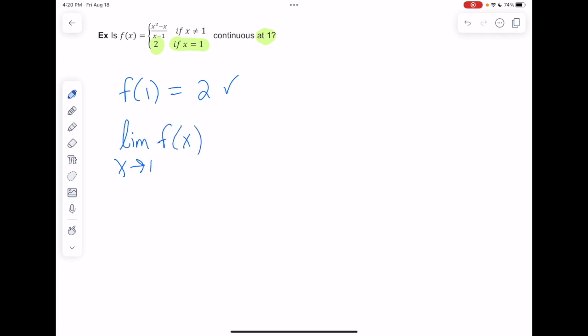I don't need to do this as from the left and the right this time because the function takes on the same values anytime x does not equal 1. So that includes both the left and the right-hand side. When we're looking at the limit as x approaches 1, remember that means x is close to 1 but not equal. So at those moments, the value of the function is x squared minus x over x minus 1.